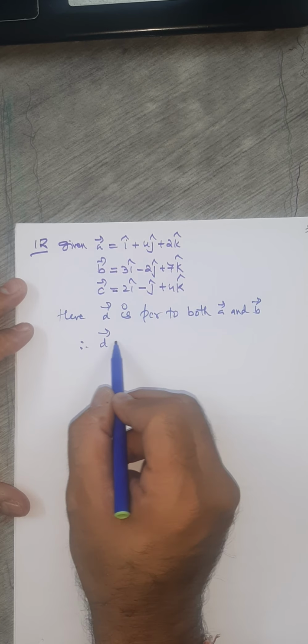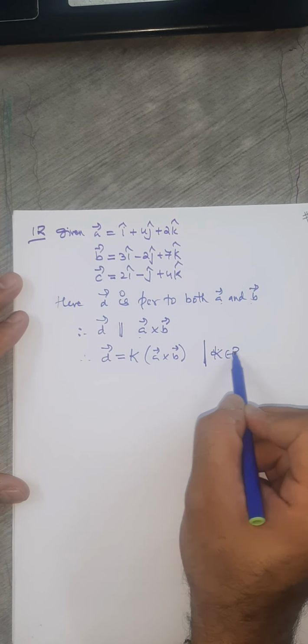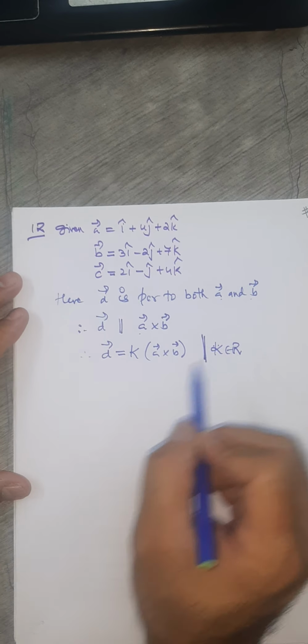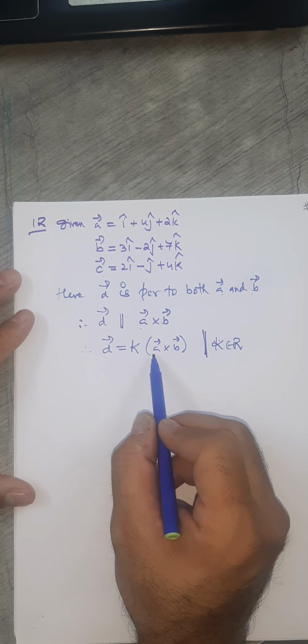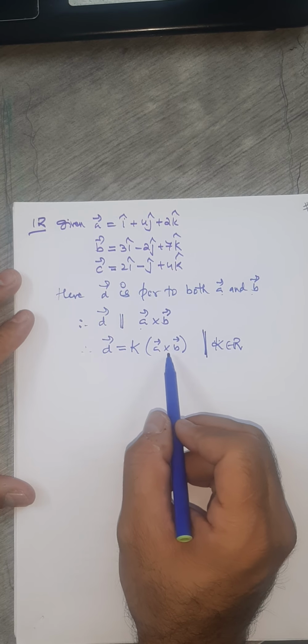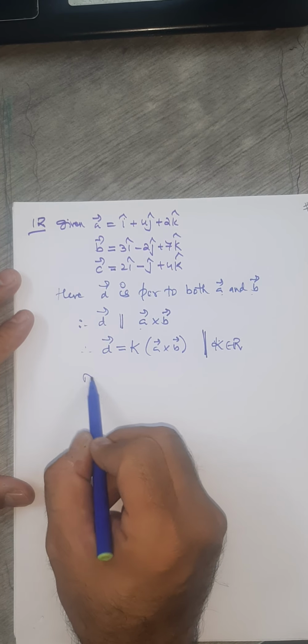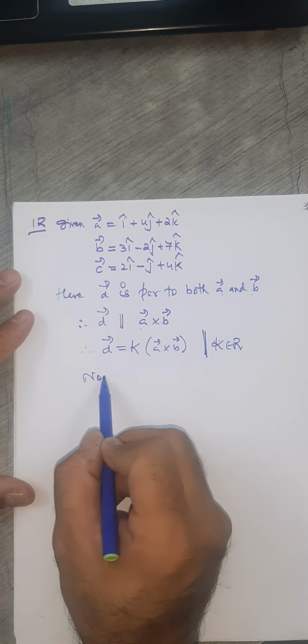So therefore you can say that the vector D must be k times vector A cross vector B, remember. What about k? K is any scalar, remember. K belongs to R here. K is a scalar. Fine. Now this cross product can be obtained very easily. Let's find the cross product first.